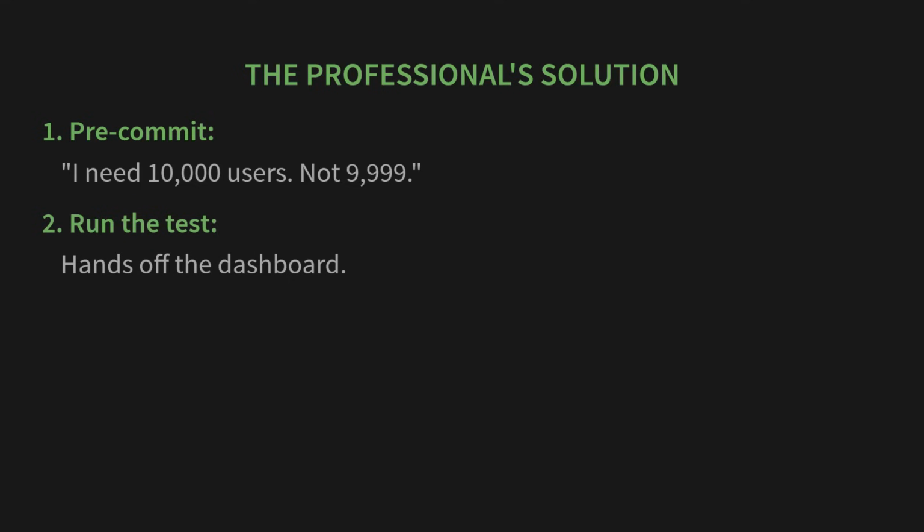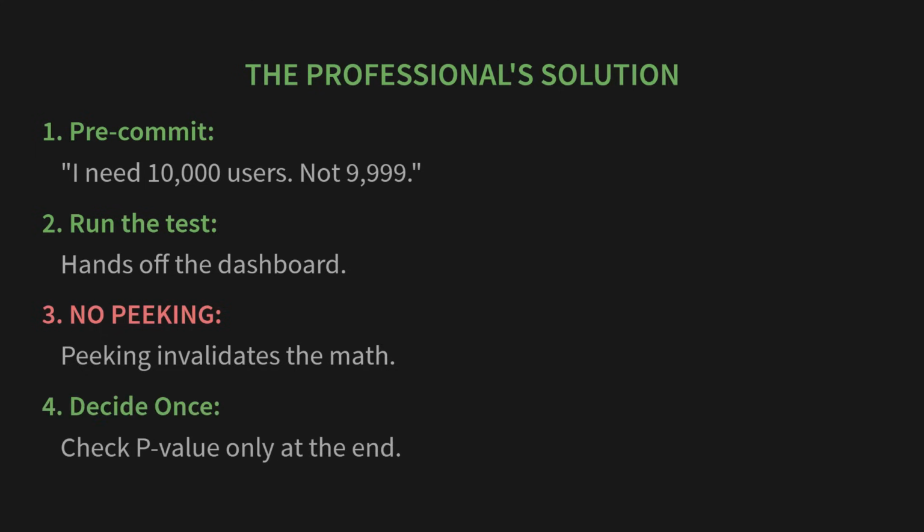2, you run the test. And this is the hard part. You keep your hands off the dashboard. 3, no peeking. Seriously, it's the cardinal sin of A/B testing. And 4, you decide once. You check the p-value only at the very end when the sample size you committed to has been reached. Okay, that's the first trap. Now for the second, more subtle one.